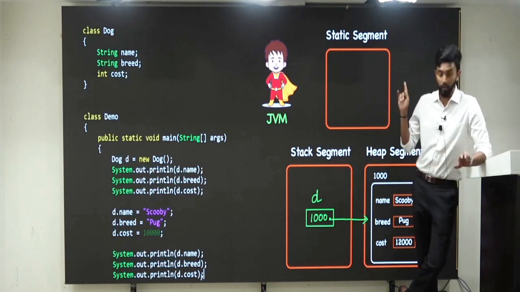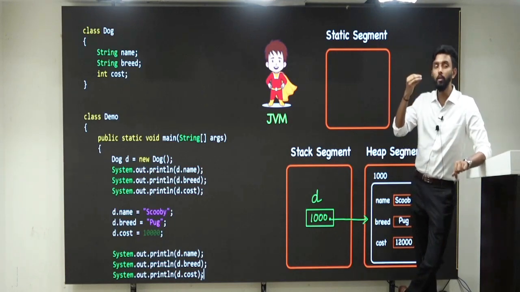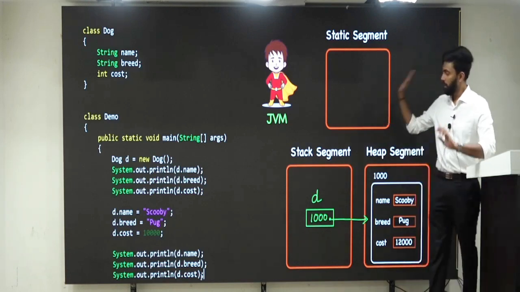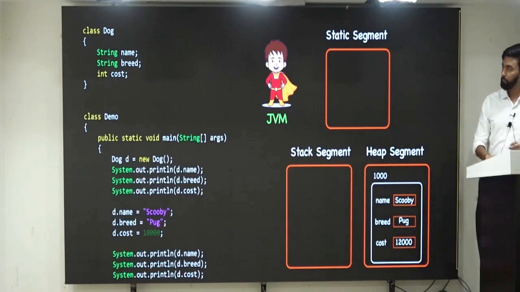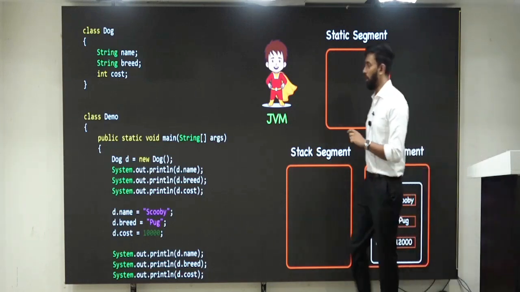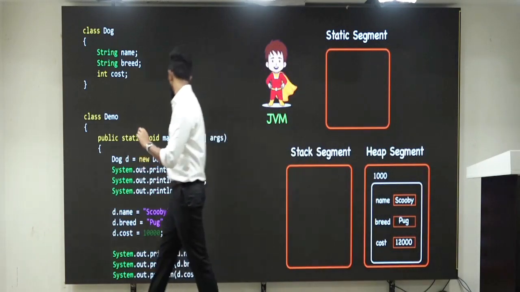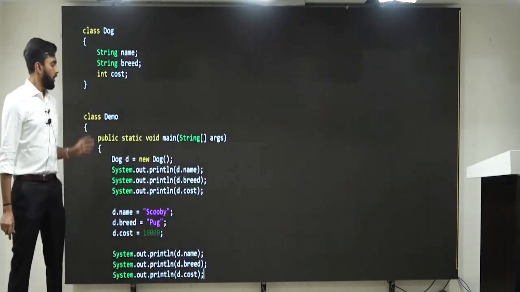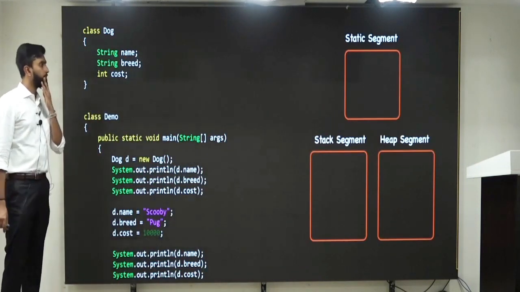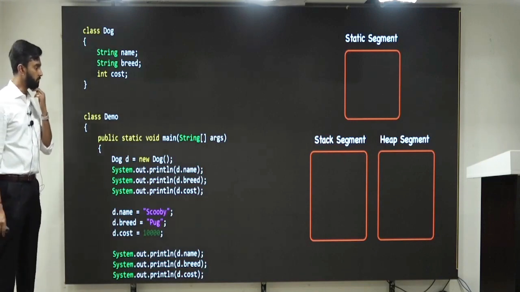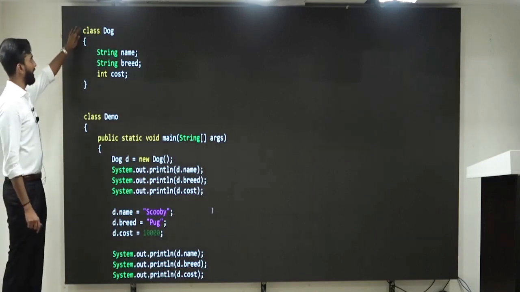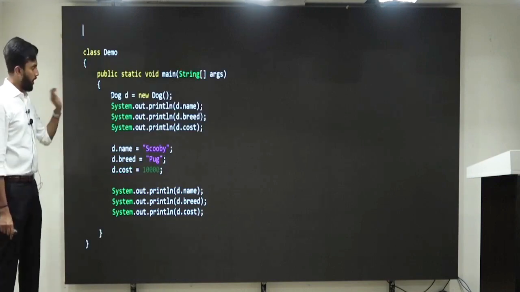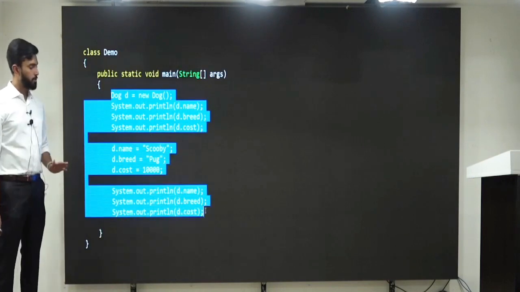That's it. Now, what about local variables? Because there are two types of variables. Let me show you. Now watch it. I'm removing all this. Now, remove this part. Okay. Watch it carefully, friends. See what I will do. I'll remove this class Dog. Now, whatever is inside, I will remove it.